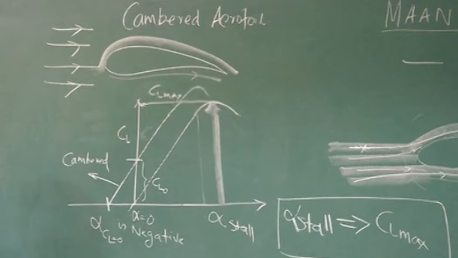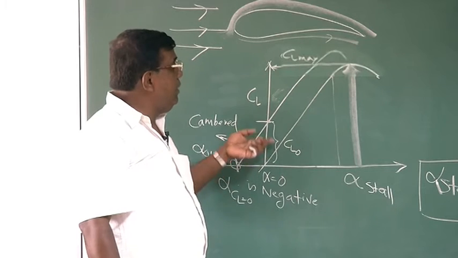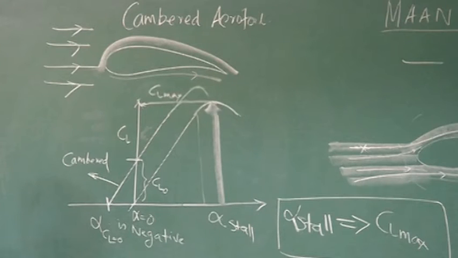You could see here, if I am flying at this alpha, then the CL is 0 and this alpha is negative, right? This is very important. It is also denoted as alpha 0L. Many textbooks you will find like that. For a cambered aerofoil, I get larger CL at smaller geometric angle of attack, but at the cost of what?